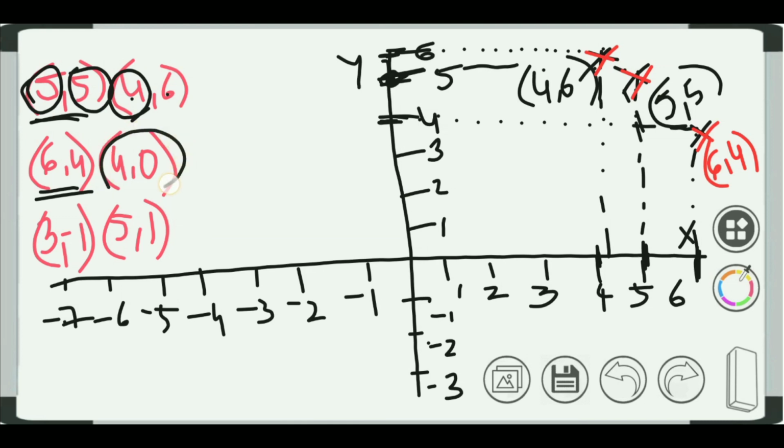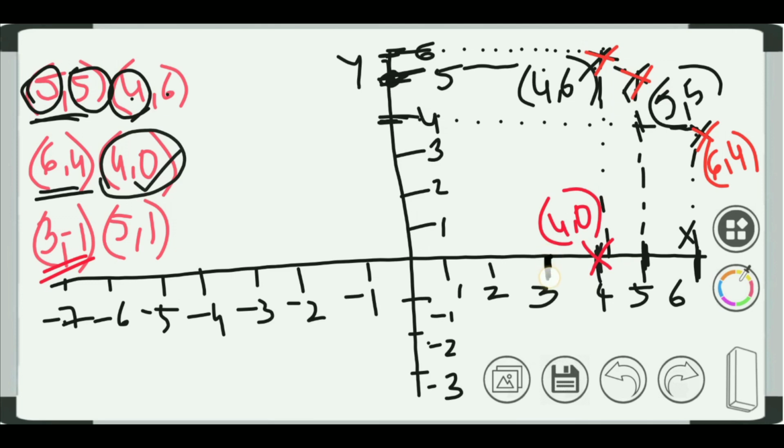Next point, 4 by 0. Take 4 in the x-axis. 4 is here. Anything is there in the y-axis? Y-axis is 0. There is nothing in the y-axis. So this is only our point. Here it is. 4 by 0 because there is nothing in the y-axis.